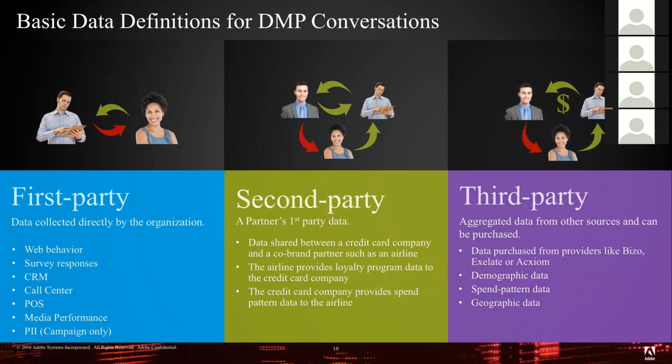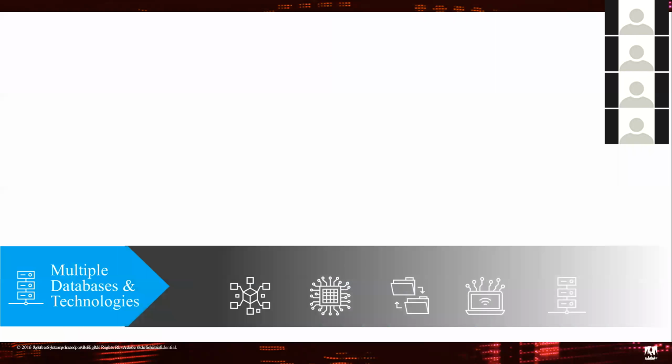Now finally, third-party data. Third parties aggregate data from other sources and it usually can be purchased, and we've got some examples here. Geographic, spend pattern data, and demographic data, and you might be familiar with providers like Exelate, Acxiom, Neustar. I mean, there's quite a few that you run into in nature. But this is one of the biggest tripping points of Audience Manager. So take a good look, and of course I can send these slides out later, but take a good look and understand first party, second party, and third party data.